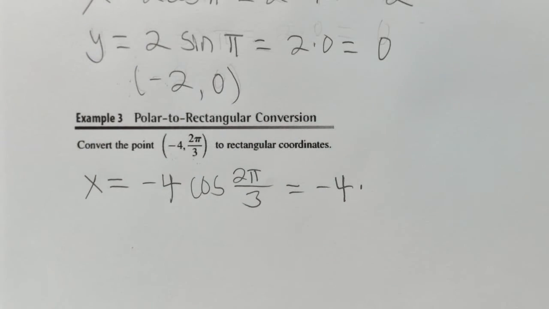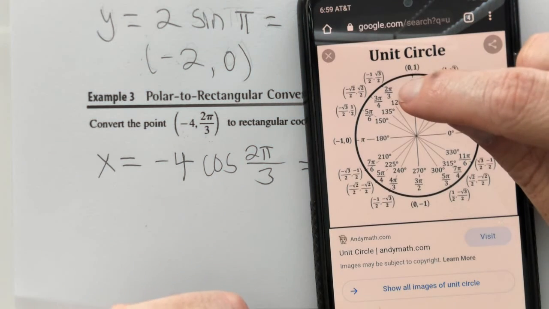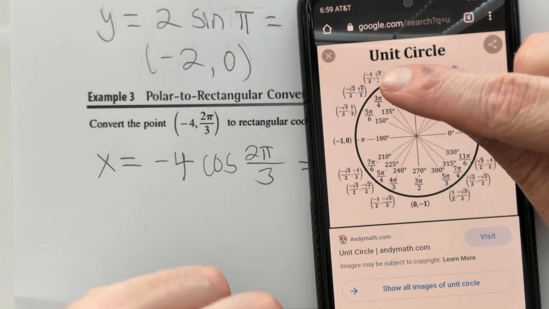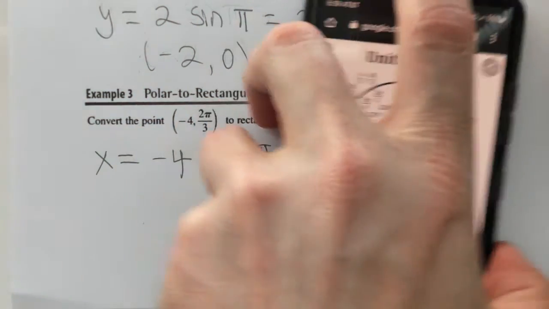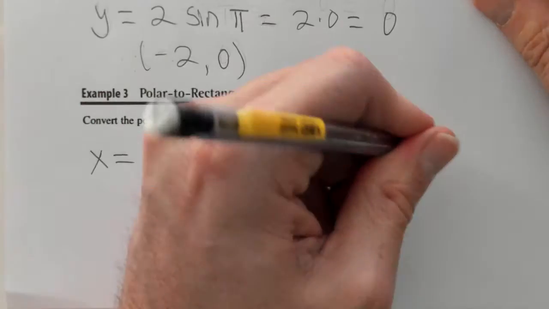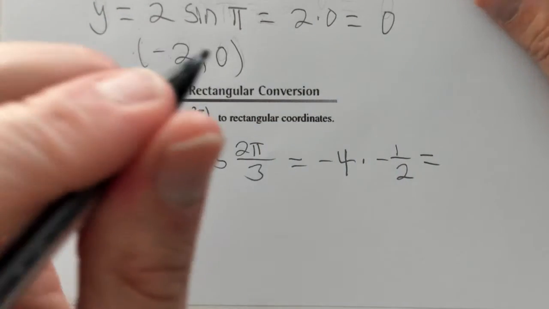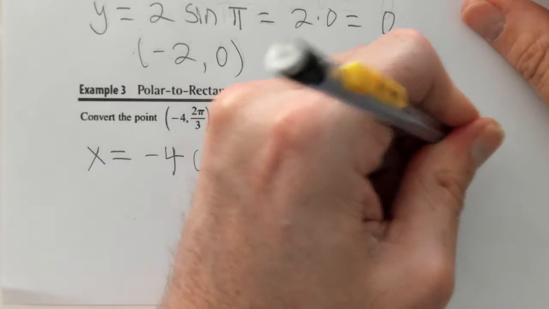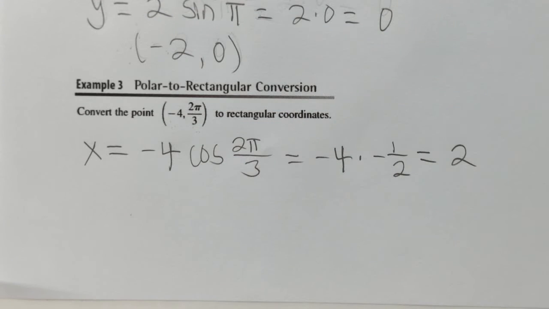Okay, so let's see what the cosine of 2 pi over 3 is. So 2 pi over 3 is here. The cosine is the x coordinate, so that'd be -1/2. And so that goes here. And -4 times -1/2 is +2. So 2 is the first coordinate.